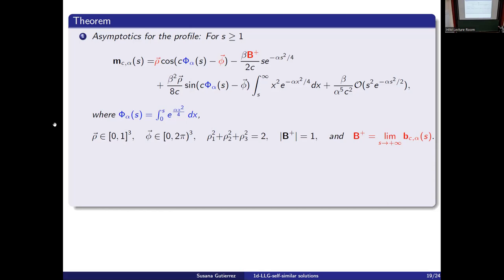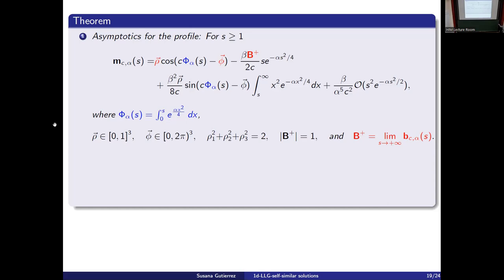Remember that the energy is given by the derivative of the m, and in that case it's the curvature, which is precisely this kind of quantity. So the highly oscillatory term carries the energy of the profile, followed by some exponential decay terms. The important thing is that there is a unit vector B here, and the vector B plus is given by the limiting vector of the normal at infinity. There are certain constants here, but again this is a fast oscillating term plus some exponential decay, one of them carrying the limiting vector.